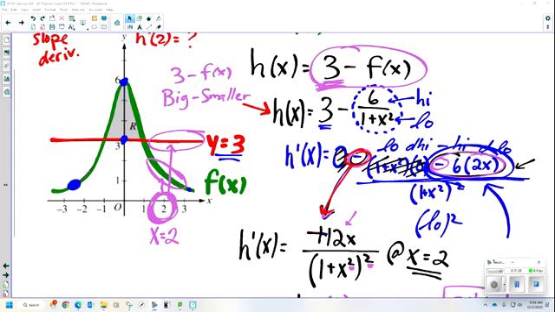I care if you understand this math. I will see you later when we do problem 5.